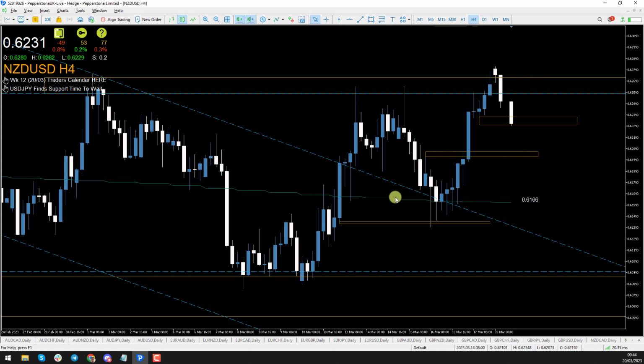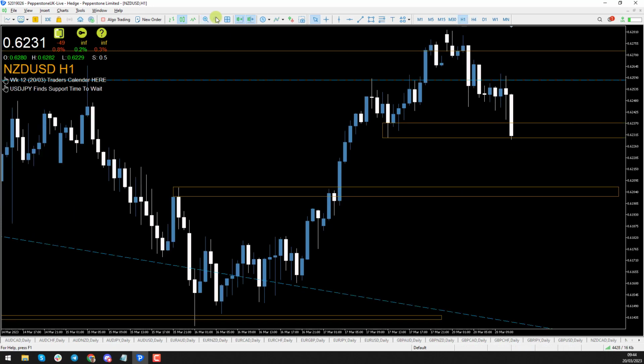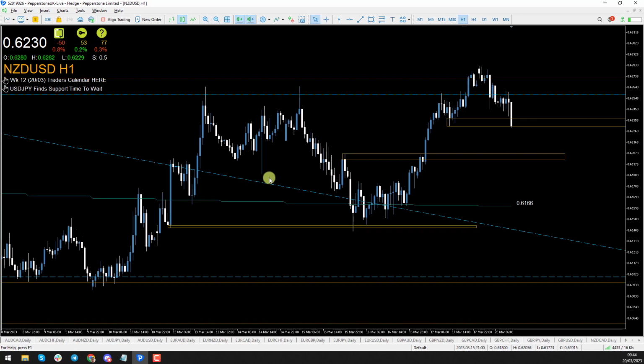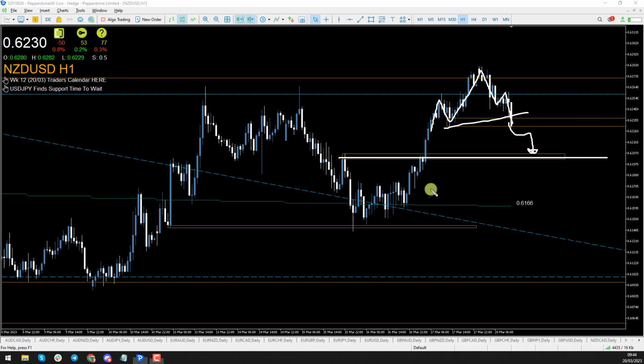However, there are a couple of areas where maybe price will start to find some demand. So if I go to the hourly, it looks a little bit cleaner, and you can see we've almost got a sort of opposite effect here. We've almost got like a head and shoulders pattern in there, with the potential for price to move a little bit lower. So I've marked out this area down through here.